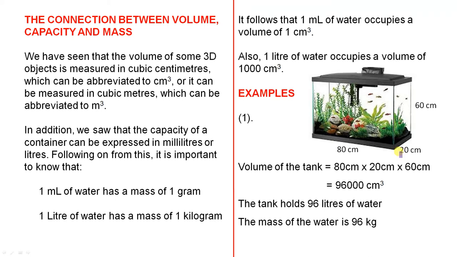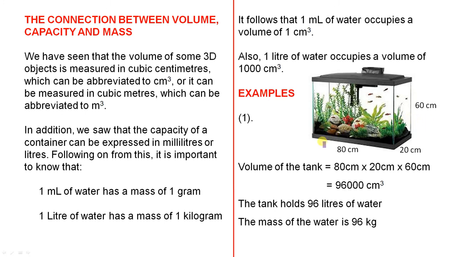Following on from this, it is important to know that 1 millilitre of water has a mass of 1 gram. 1 litre of water has a mass of 1 kilogram. It follows that 1 millilitre of water occupies a volume of 1 cubic centimetre. Also, 1 litre of water occupies a volume of 1,000 cubic centimetres. Let's look at some examples.